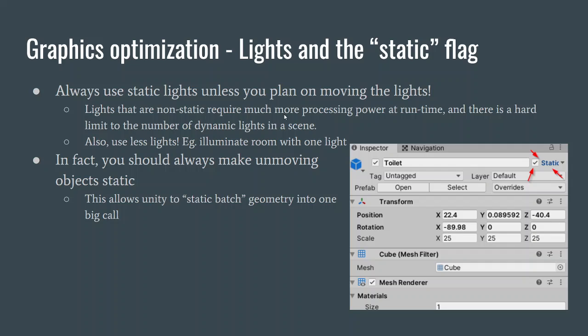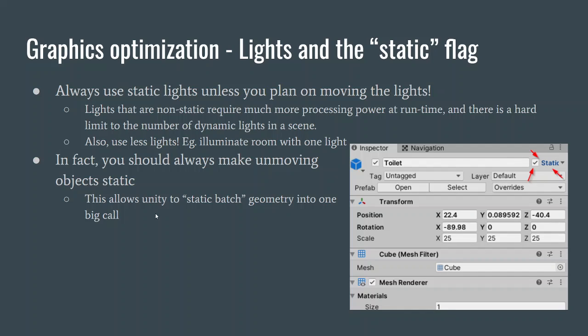Lights that are non-static require much more processing power because they have to account for moving dynamically. And there's also, I'm not sure in Unity, but I know in Unreal Engine, there's definitely a really hard limit to the number of dynamic lights you can have in a scene. I think it's like 8. Like if you need more than 8 dynamic lights, you actually have to do some fancy stuff and make some lights static and then make other lights non-static. I'm not sure how you do it, but yeah, the engines intentionally limit that to stop you from making too many dynamic lights. They'll just automatically make static lights for you after a certain point. Also, as a side note, just use less lights. Try to illuminate rooms with 1 light.